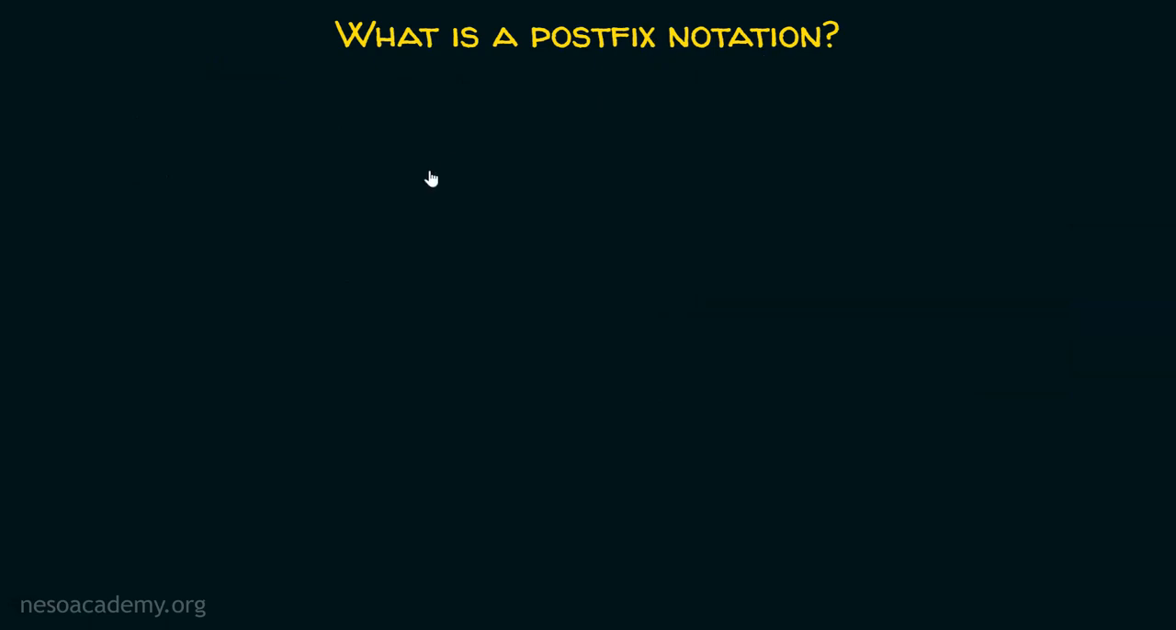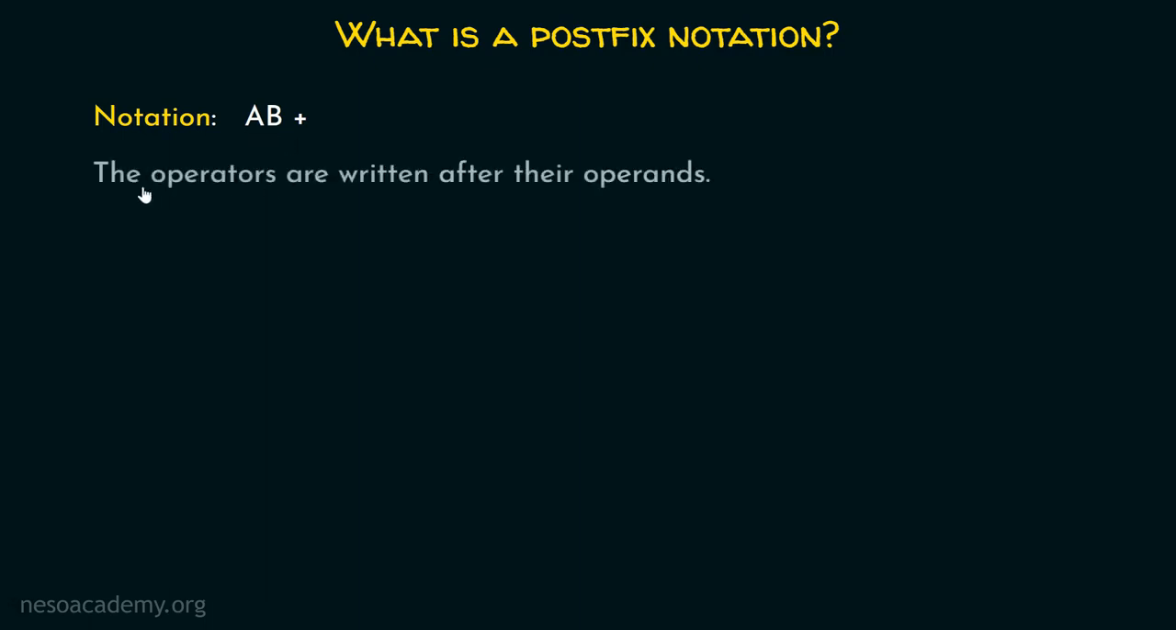So what is a postfix notation? The notation is simple, A, B plus. The plus operator is coming after these two operands, right? So this is how it should be, right? A, B plus. These are the two operands and the operator must come after these two operands. Now this is a weird looking expression, of course, but later on you will understand this, that this notation is good for computers. The operators are written after their operands. You can see this. This operator is written after their operands. That is why this is a postfix notation.